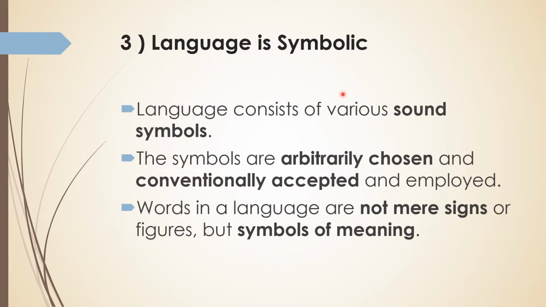Okay, language is symbolic. Yes, symbolic, that means it depends on symbols. It consists of various sound symbols, not only sound symbols but also written form. It has letters, it has words, it has sentences. So it is all about symbols, and the symbols are arbitrarily chosen.